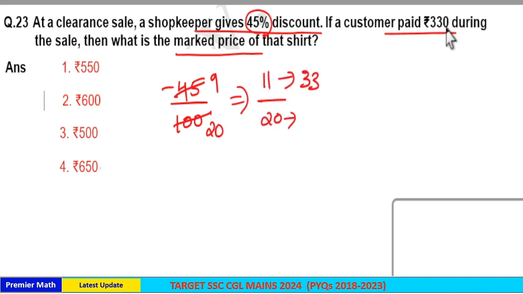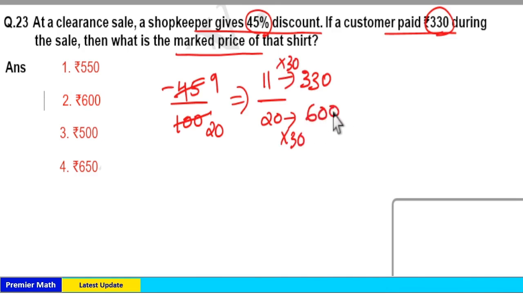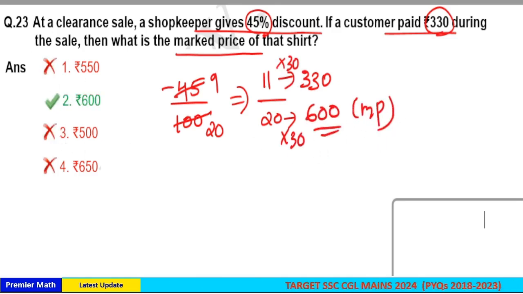Selling price here is equal to 330 rupees. Now 11 into 30 is 330. Same way 20 into 30 is 600, which is the marked price. Option 2 is your answer.